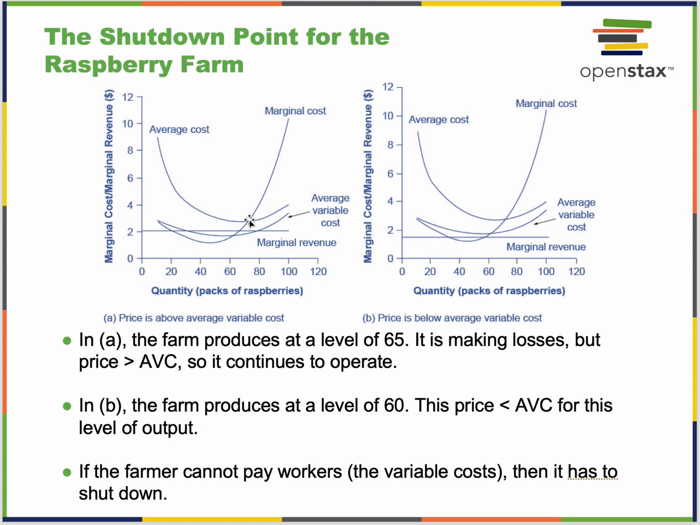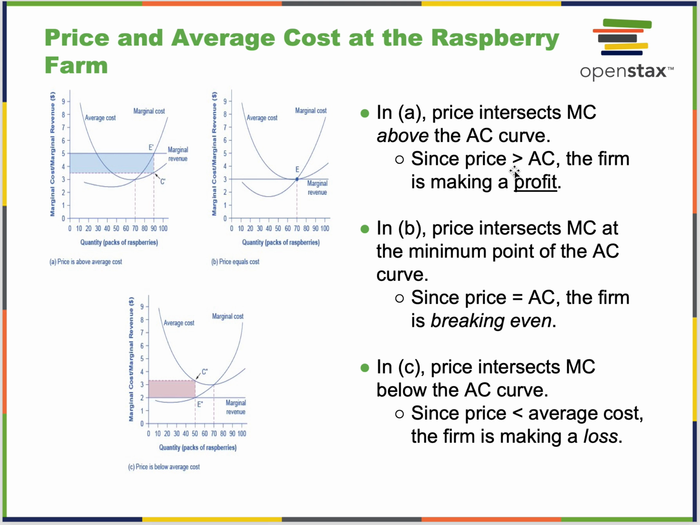Where you want to operate is in region 3, where the price is above the minimum average cost, then I will be in a positive profit. Study this graph and study these graphs. That's the key to understanding this.